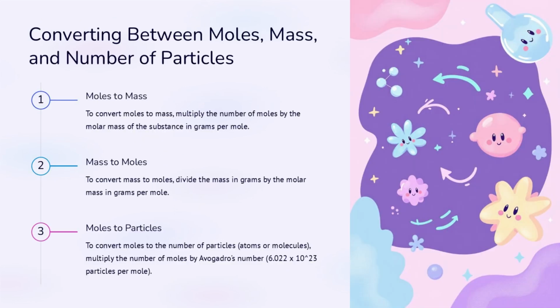The key concepts on this slide are the 3 main conversions between moles, mass, and number of particles. To convert moles to mass, we multiply the number of moles by the molar mass in grams per mole. To convert mass to moles, we divide the mass in grams by the molar mass in grams per mole. To convert moles to the number of particles, atoms, or molecules, we multiply the number of moles by Avogadro's number, which is 6.022 times 10 to the power of 23 particles per mole.